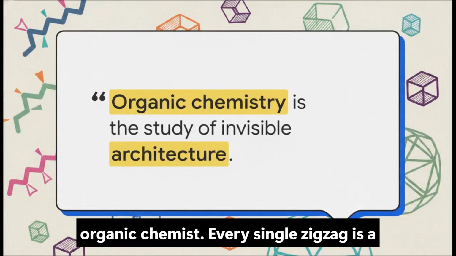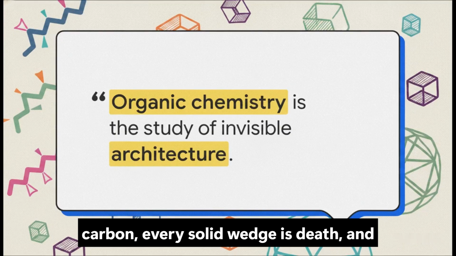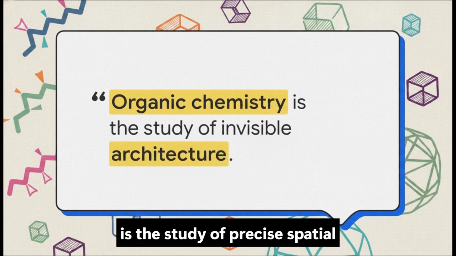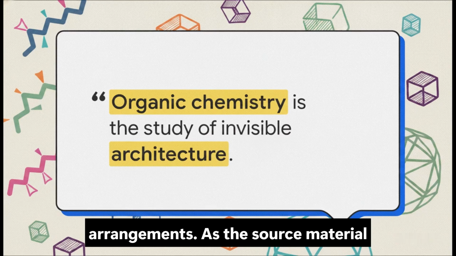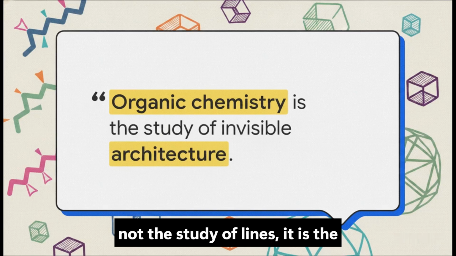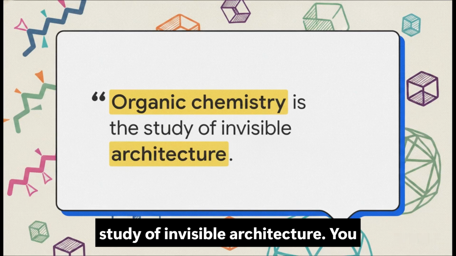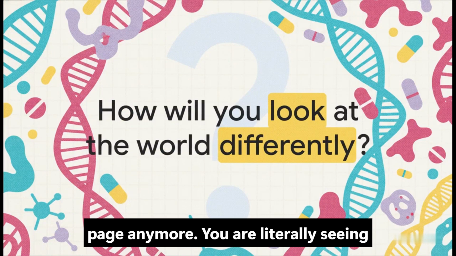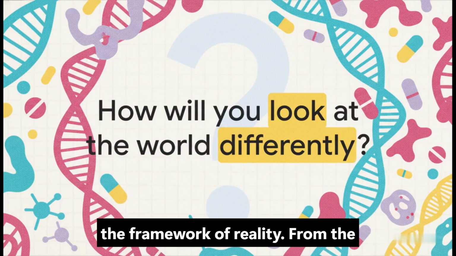So, to an organic chemist, every single zigzag is a carbon, every solid wedge is depth, and every dash is distance. Chemistry truly is the study of precise spatial arrangements. As the source material beautifully puts it, organic chemistry is not the study of lines, it is the study of invisible architecture. You aren't just looking at random lines on a page anymore. You are literally seeing the framework of reality.